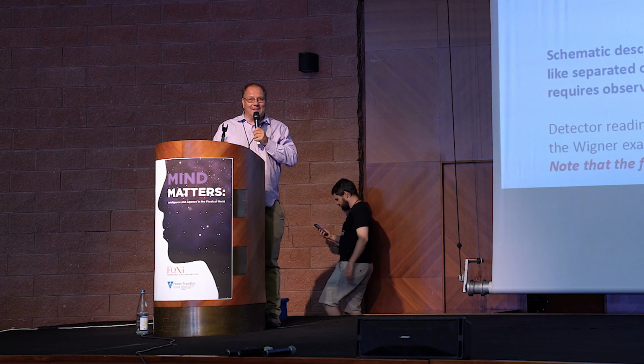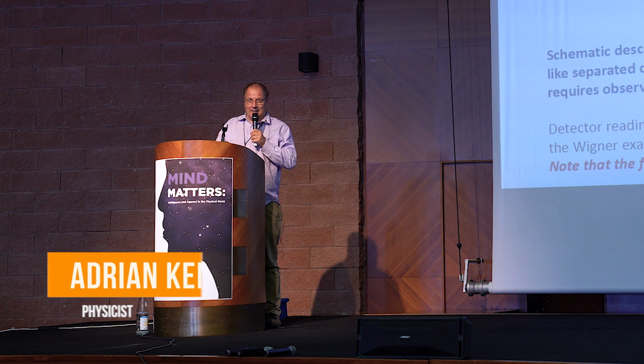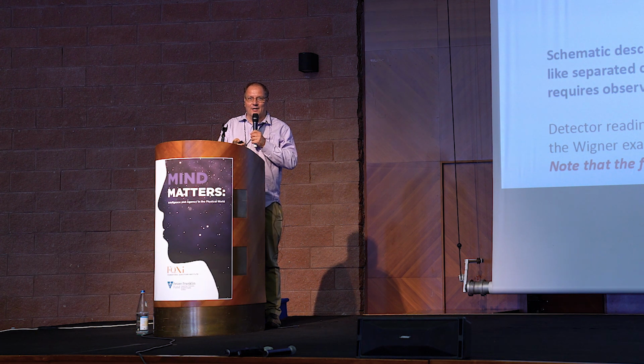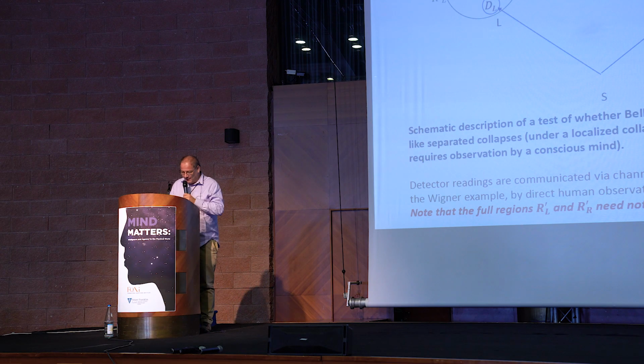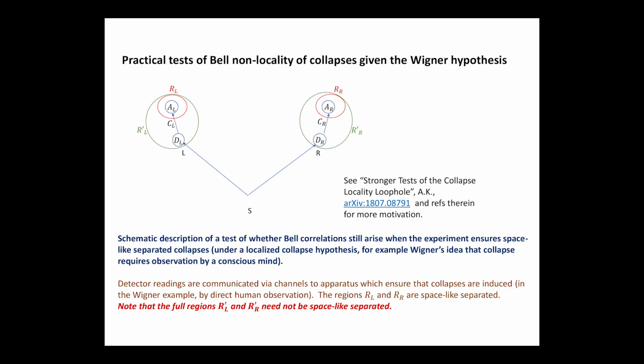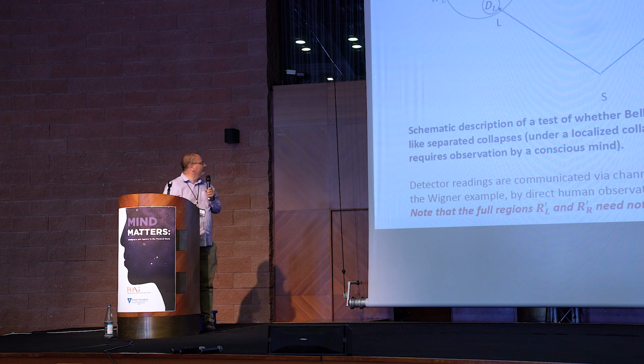I just want to make a very simple point about Bell experiments and quantum collapse models that seems to be underappreciated and that is at least a little bit relevant to some of the discussions we've already had and to some of the talks tomorrow at this meeting. So I'm going to focus on the most relevant example, which is Wigner's hypothesis that collapse depends on conscious observation. That said, what I'm going to say applies to any hypothesis in which collapses are objective and localized.